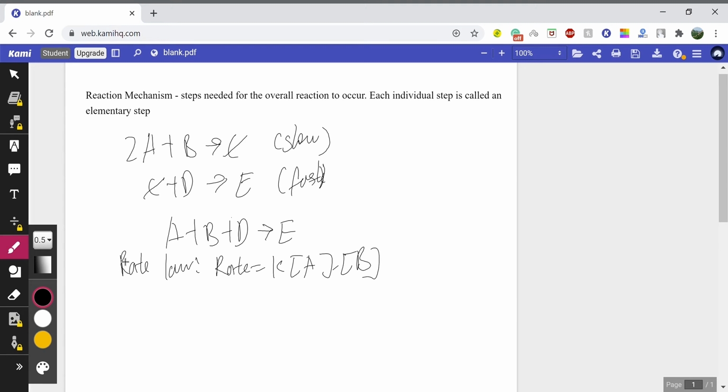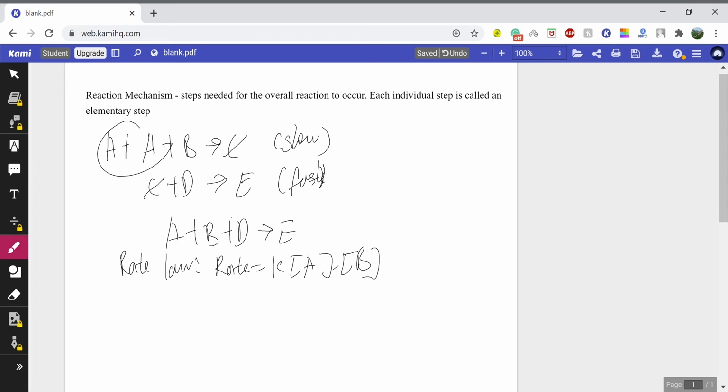Now if there's 2A or 2B, it's basically A plus A, right? So instead of writing 2A, you can think of it as A plus A, which is 2A. And 2A is basically multiplying over here another A, and then you can rewrite this as K times A squared times B. But that is just if there is 2A. But in this case, we don't, so don't worry about that. So the key point here is to know that the slow step is what determines the rate law for the overall reaction.